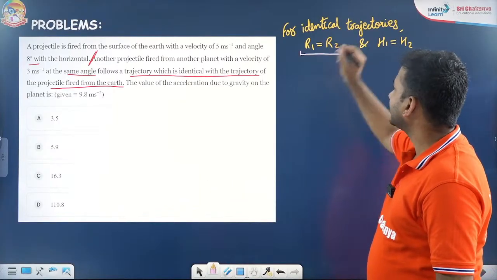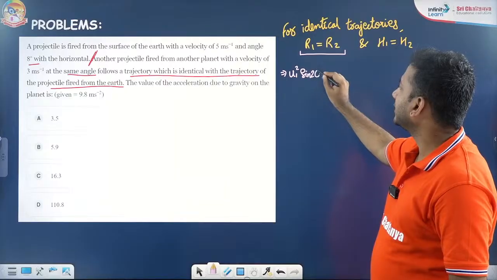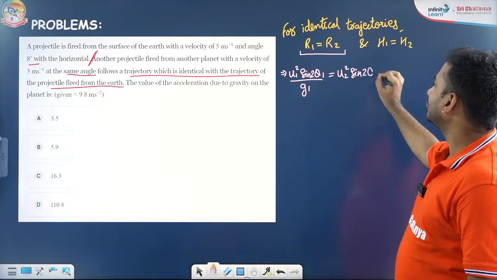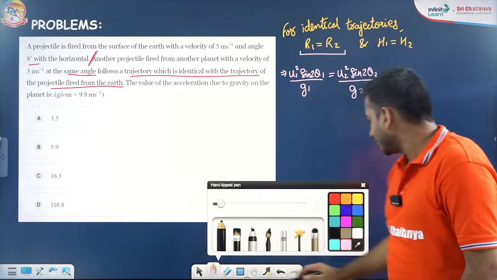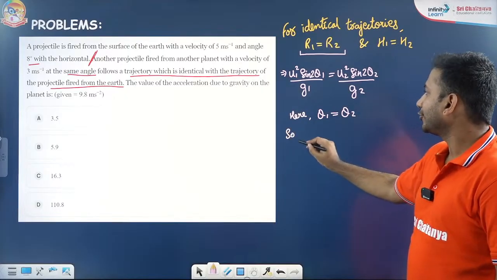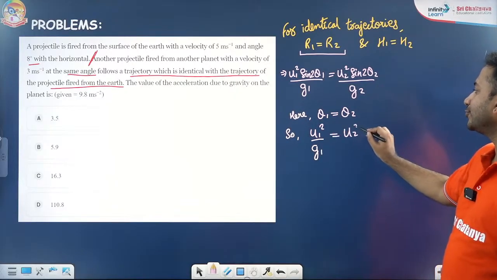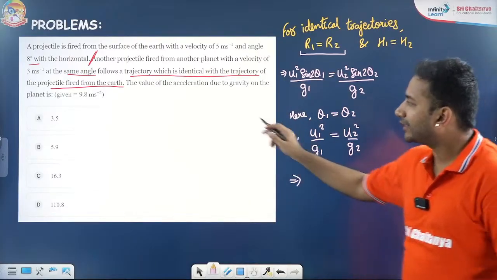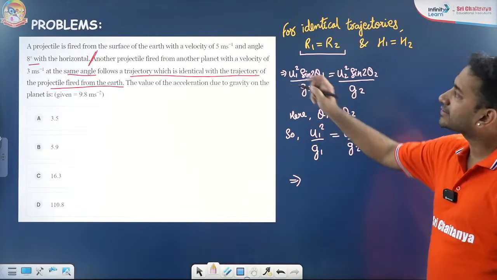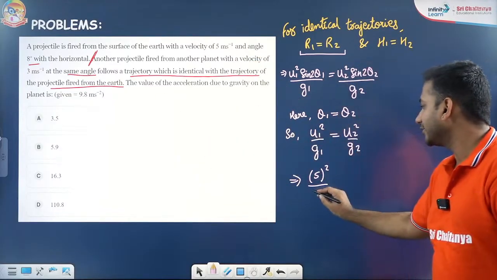Let's talk about this. R1 is equal to R2. If I say R1 is equal to R2, which means U1 square sine 2 theta 1 by G1 will be equal to U2 square sine 2 theta 2 by G2. But here theta 1 is equal to theta 2, so sine 2 theta 1 and sine 2 theta 2 will be cancelled. U1 square by G1 will be equal to U2 square by G2. Just substitute the values. What they are asking is the value of acceleration due to gravity on the second planet. So U1 is from Earth's surface, you have thrown it with 5 meters per second. 5 square by G1, which in the question is given for Earth's surface as 9.8.